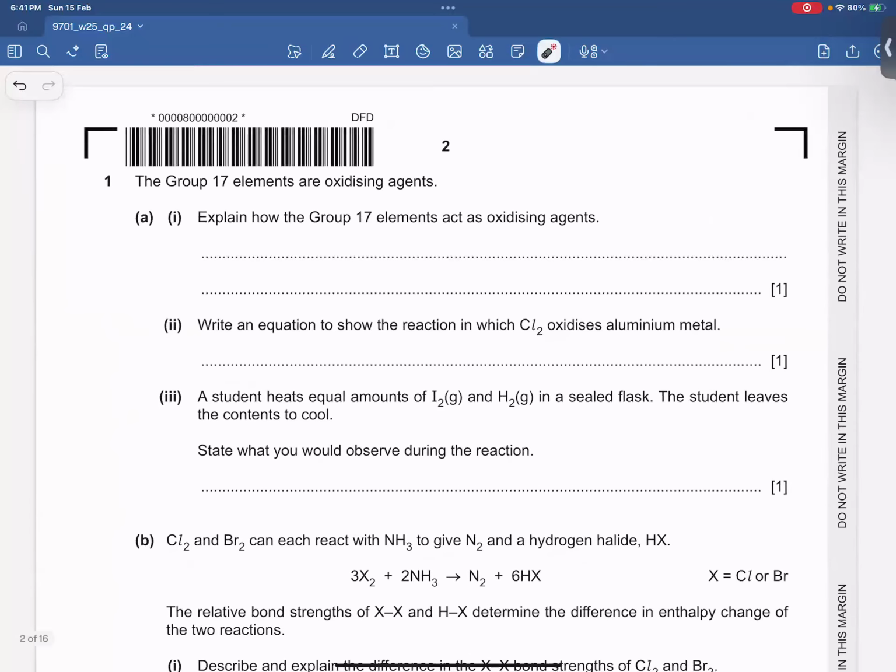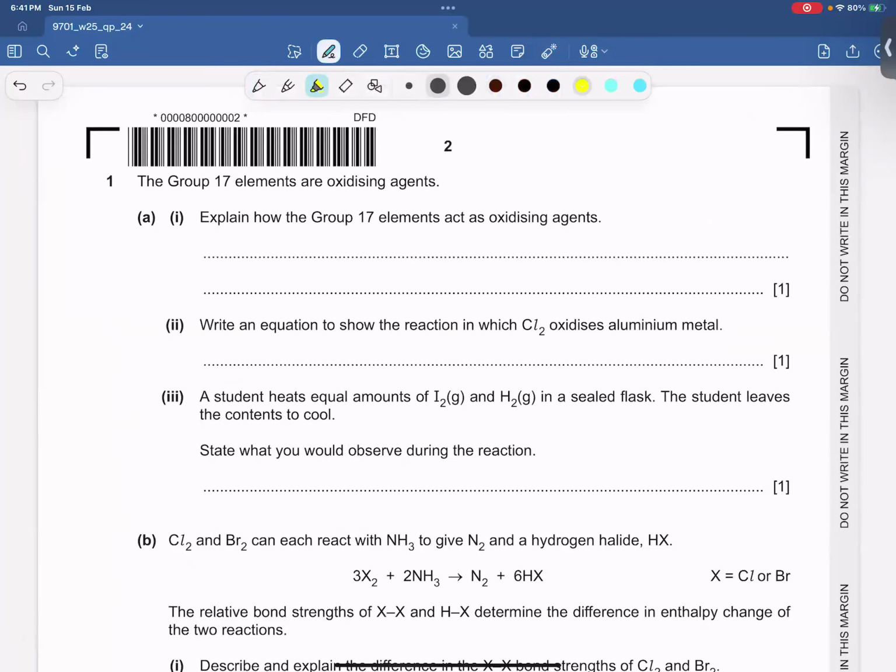Question number 1 belongs to group 17. So this might be the easiest one. Group 17 elements are oxidizing agents. An oxidizing agent oxidizes other substances and reduces itself. So explain how group 17 elements act as an oxidizing agent.